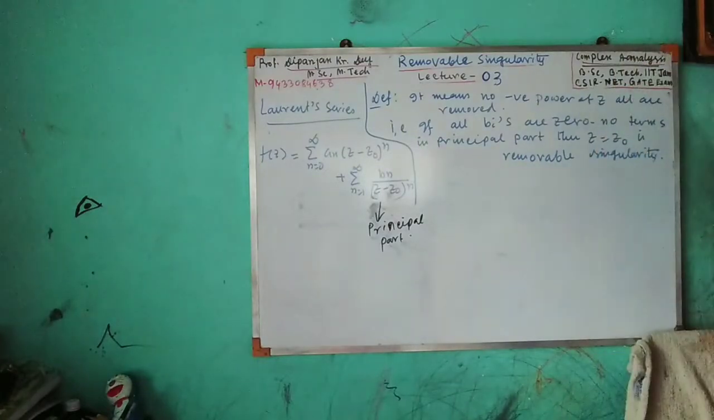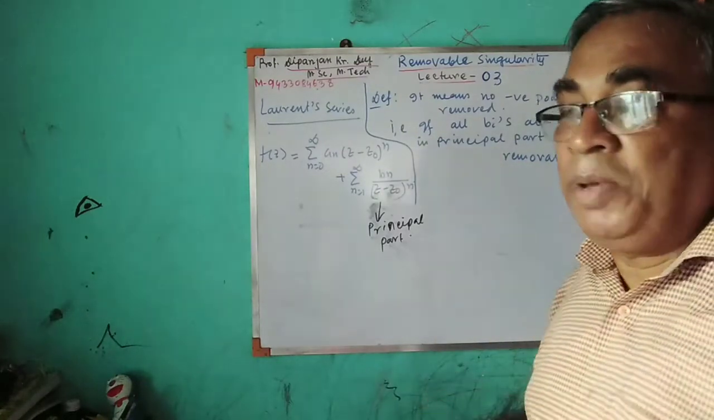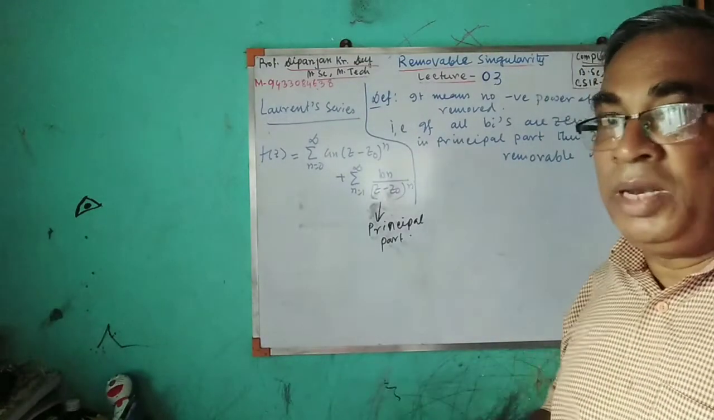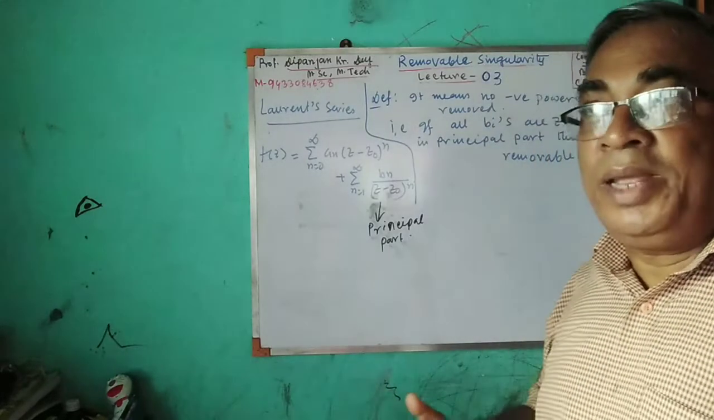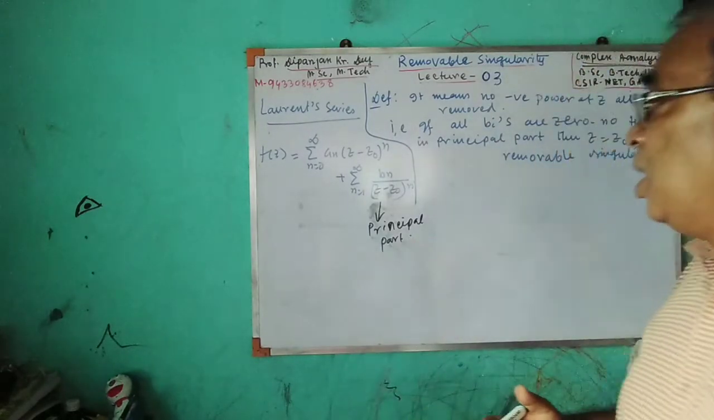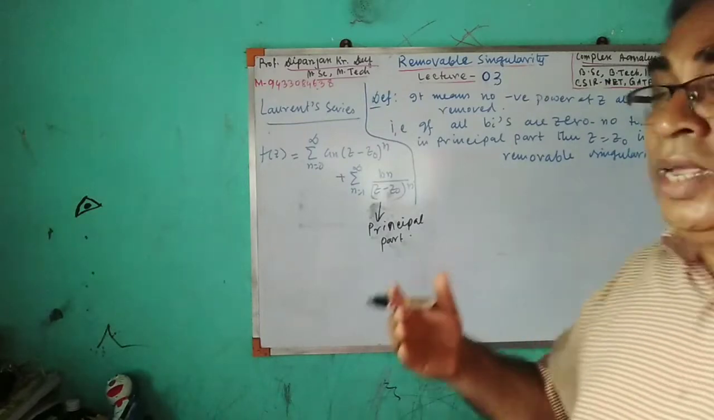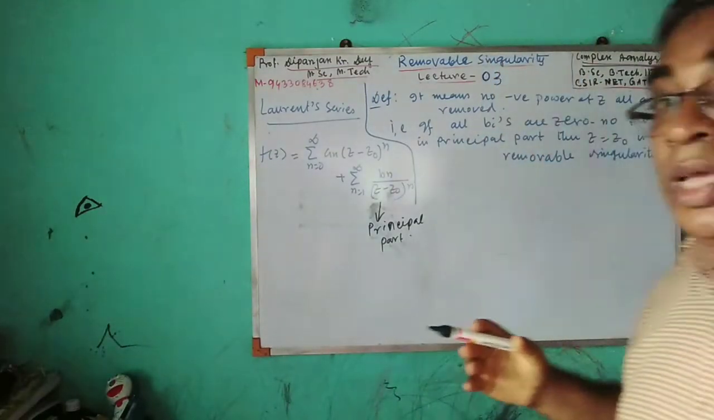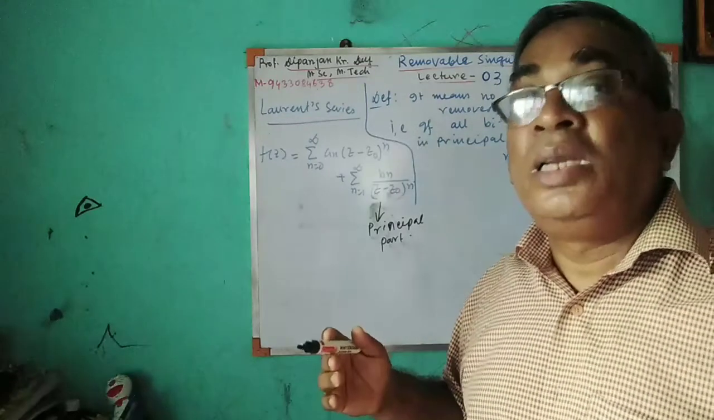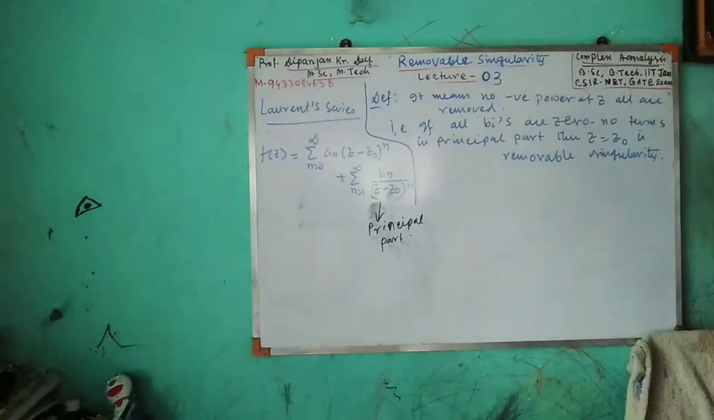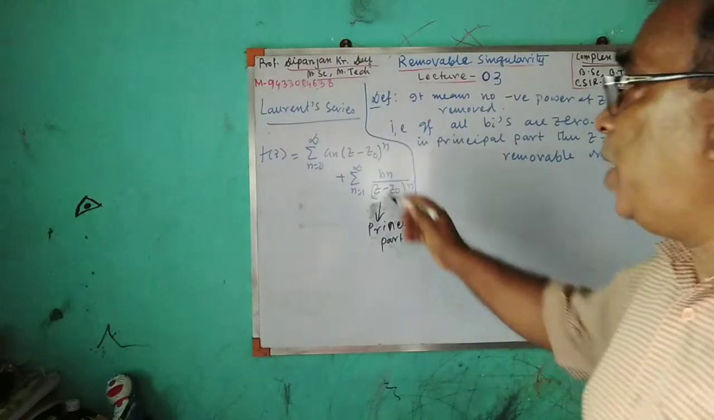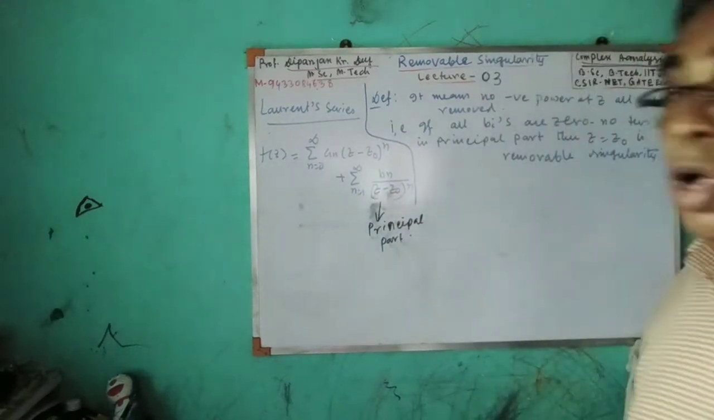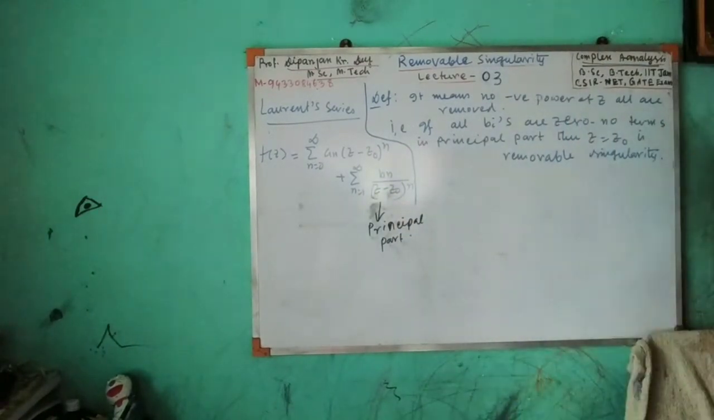That means if the function is given, and we expand this in power series expansion, and after expanding there is no negative power of z, then we can say that is a removable singularity. So we can prove a function has a removable singularity in two ways: by series expansion, or by finding a limit.